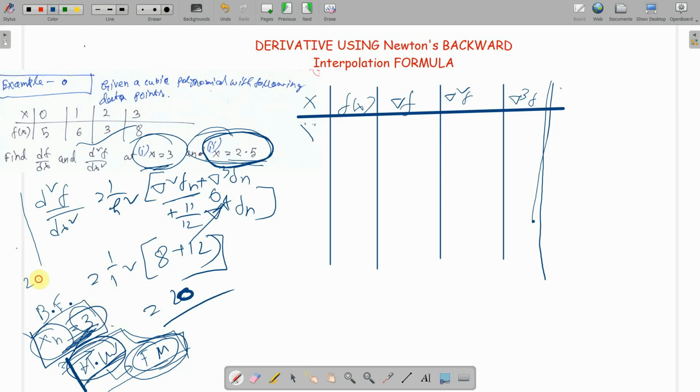So apply 2 and 3 to get df/dx and d2f/dx2. Okay, so what will be the value of u? First tell me, what will be the value of u? u equals (x minus xn) by h. So (2.5 minus 3) by h. h is 1. So what will be the value? Minus 0.5.